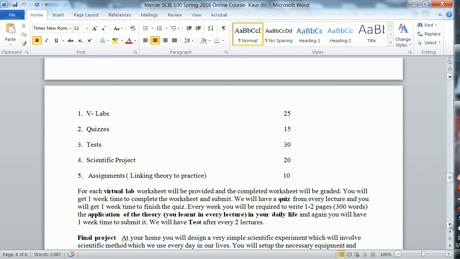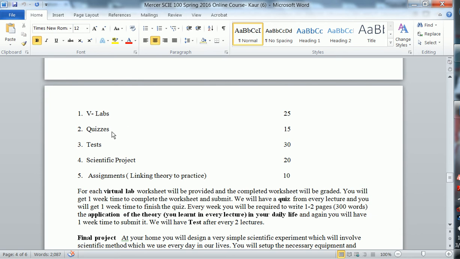Okay, so in this lab we will be having virtual labs. In those virtual labs you have to do those labs and then you have to answer the questions in the worksheets. So you will be provided a worksheet for every lab, you have to answer that, and then you have to submit that virtual lab worksheet in 1 week time. And there are around 6 virtual labs we are going to do. They're all going to make together 25% of the grade.